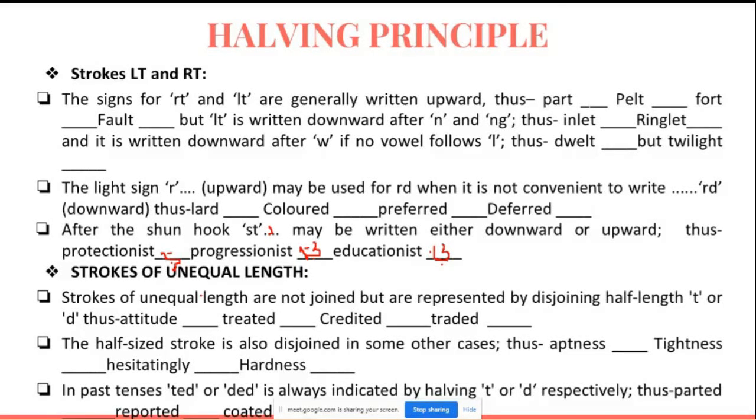Strokes of unequal length. Strokes of unequal length are not joined but are represented by disjoining half length T or D. Same as attitude.